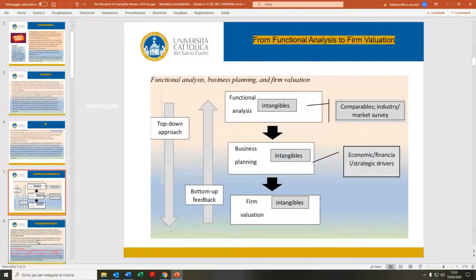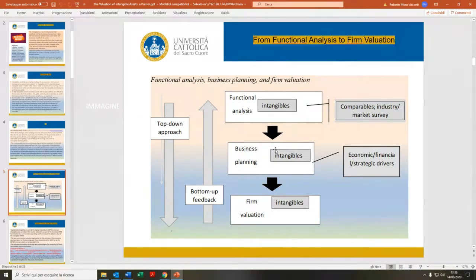Also, this slide gives us a representation of the analysis of the intangibles for valuation purposes, starting from functional analysis. Functional analysis is related mostly to transfer pricing regulation, especially within the OECD transfer pricing guidelines. We can start from functional analysis that is going to detect the role of intangibles, even using comparables and an industry or market survey. Then we can go to business planning.